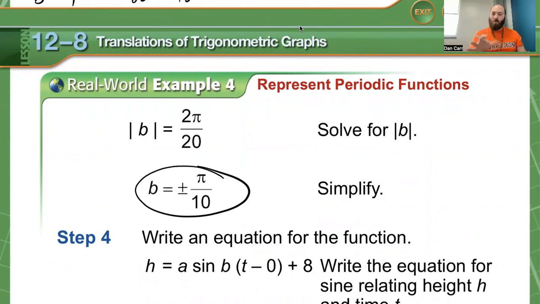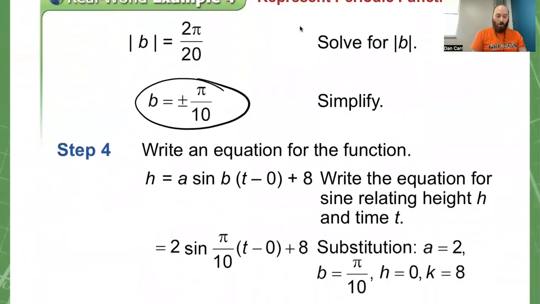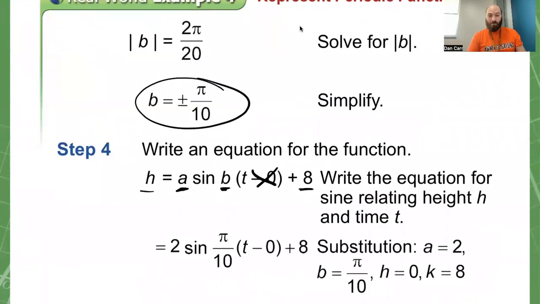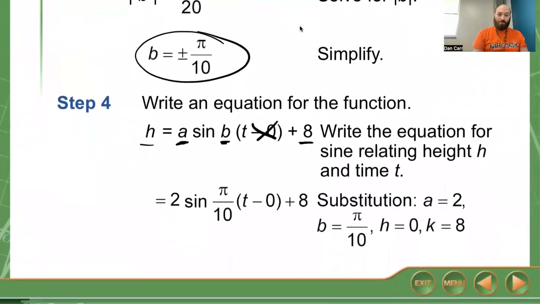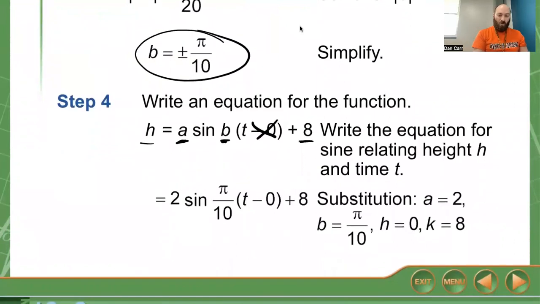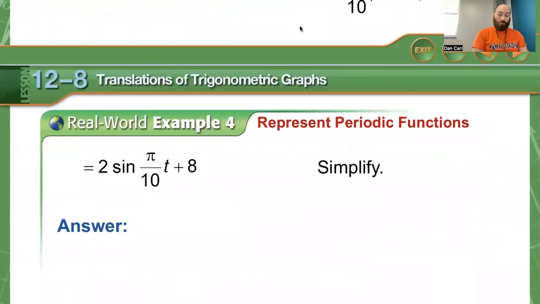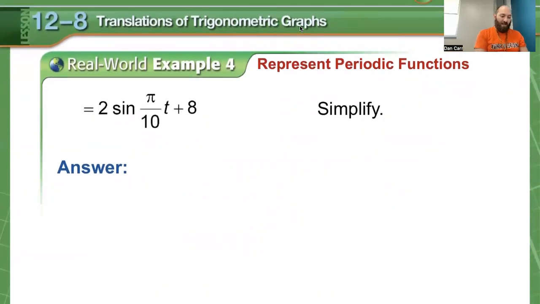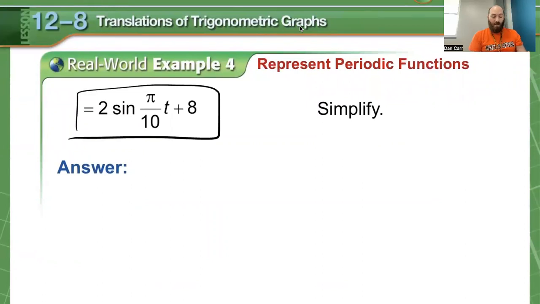I'm not going to worry about the plus or minus right now, but now we can plug it into this equation. The height of the wave is equal to the amplitude times the sine of my period. Don't worry about this; this is still that phase shift idea. So there is no phase shift in this case, plus that vertical shift with that midline. So we substitute everything in here. We do t minus 0, which is just t. So we have 2 times the sine of pi over 10 times t, plus 8. Okay. That is my simplified equation that represents the waves. And that's going to be time in seconds.